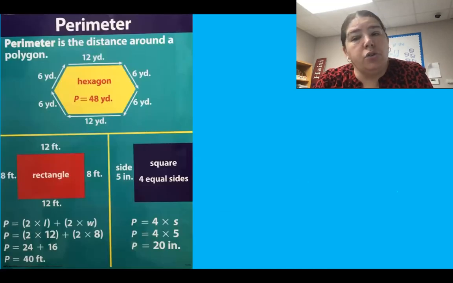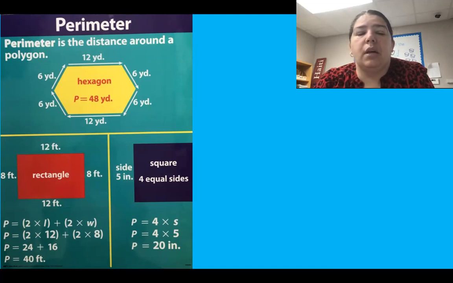Now, again, I told you many different polygons have different recipes or different formulas. So today we're going to get into the formula of a rectangle. Look at my chart. The formula for the rectangle is this: P equals 2 times L plus 2 times W. Okay, check it out again. P equals 2 times L plus 2 times W. Remember what those L and W are? Length and width. Very good.